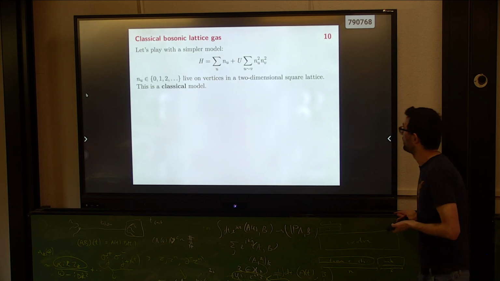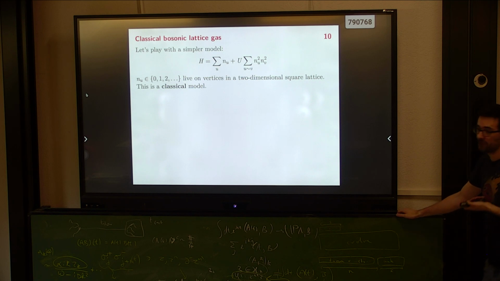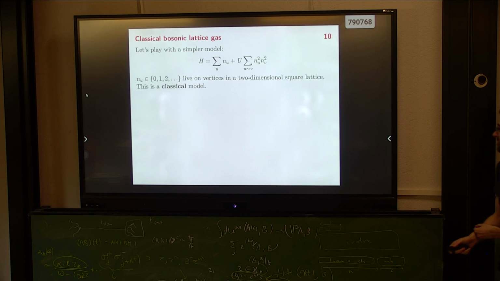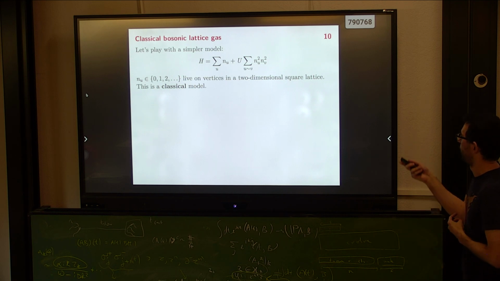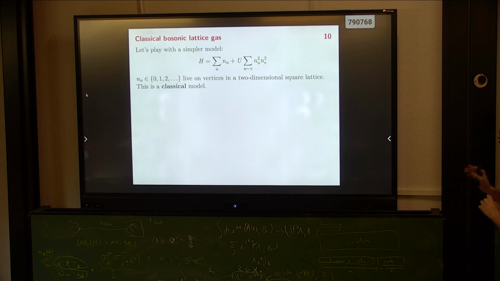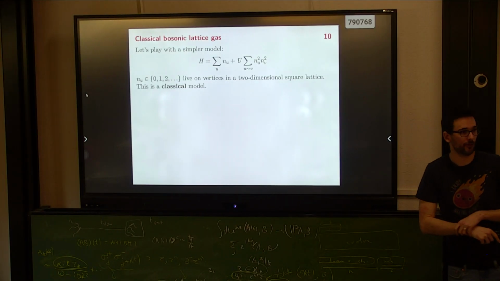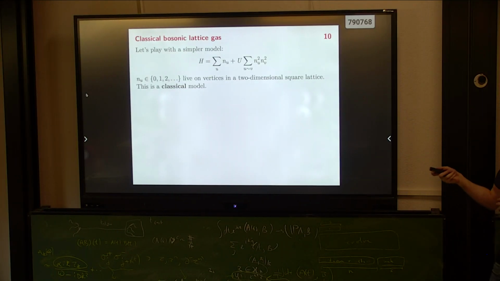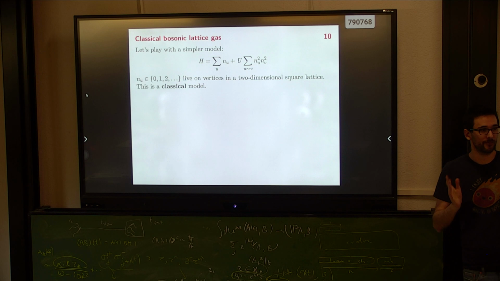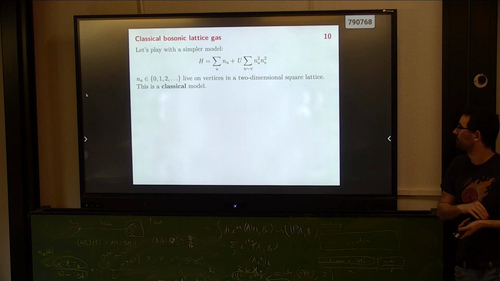So with this, let me... this quantum field theory is a bit complicated looking, and quantum field theory is hard. So let's play with something simpler. This is what I will kind of lovingly call the classical bosonic lattice gas. The boson here refers to the fact that these n's can take any non-negative integer value, 0, 1, 2, etc. This is a classical Hamiltonian, nothing quantum here, okay?